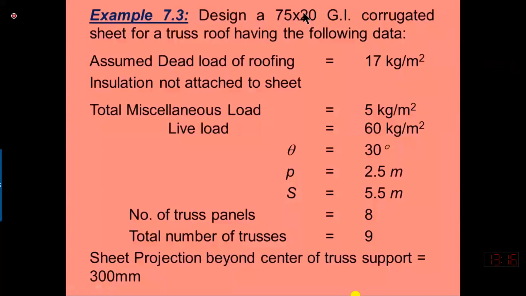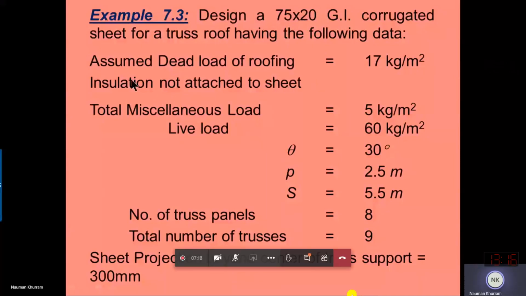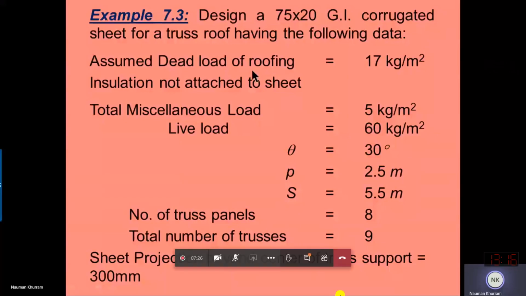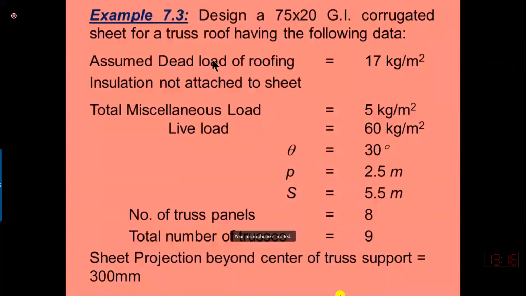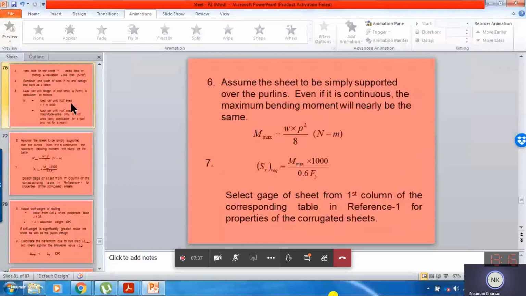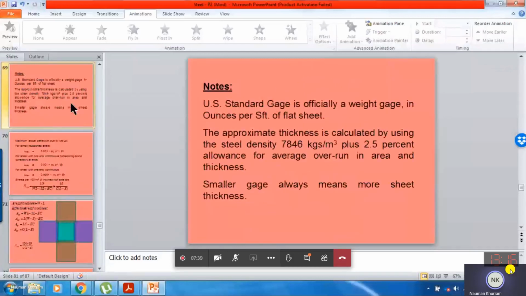And the sheet is for the roof truss with the following data, and assume the dead load of the roofing system is provided as 17 kilogram per meter square. So if it is not given, you can assume any appropriate value for the roof sheeting load. So how may you assume this value for your own design? For example, you are provided with these tables.